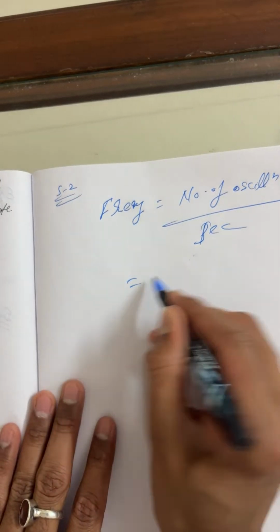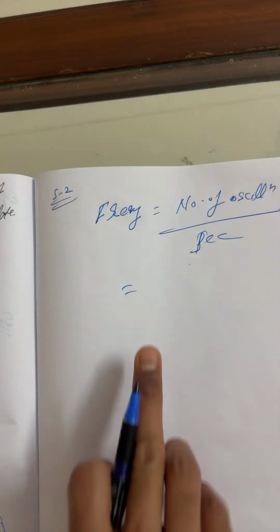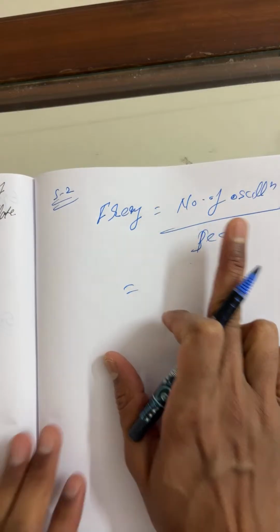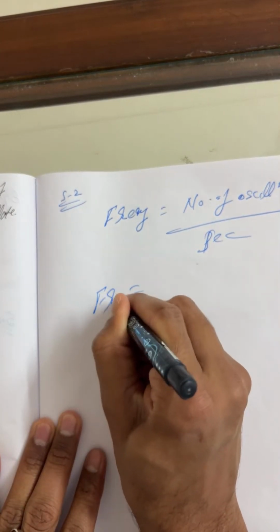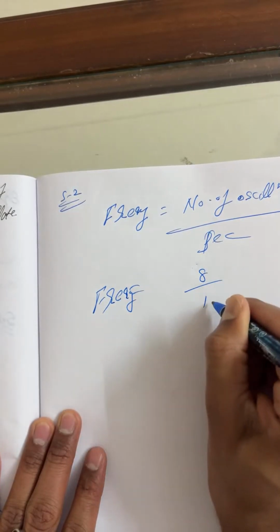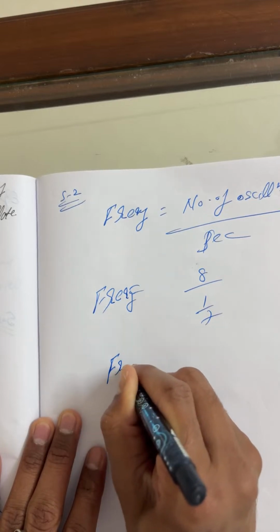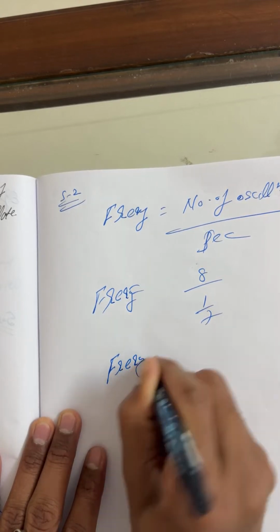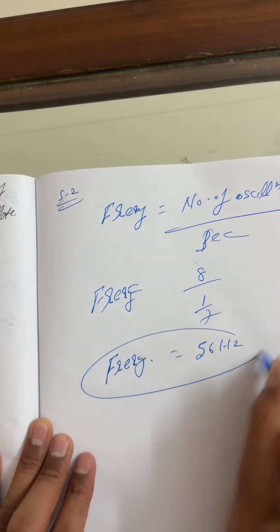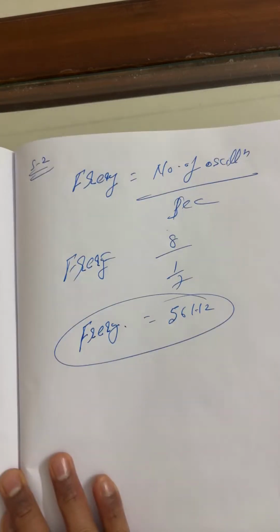So beta, for this condition here, what you can say, bacha? They mention 1 by 7th. What is the time here? So number of oscillations, how much? 8. So beta, you can write frequency is equal to 8 upon 1 upon 7 here. So finally, beta, you can write frequency is equal to 56 hertz. Very good beta. I'm proud of you Sagar beta. Your answer is correct here.